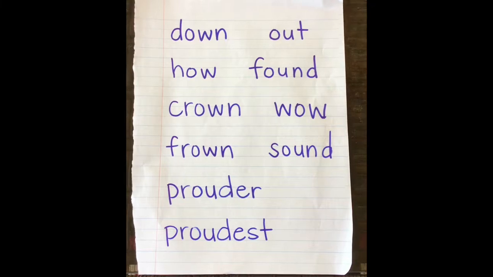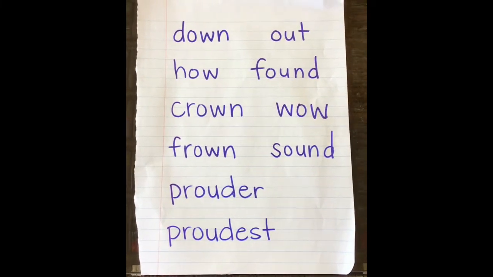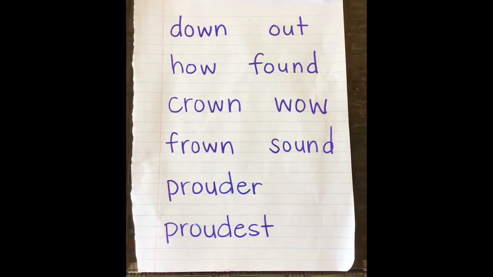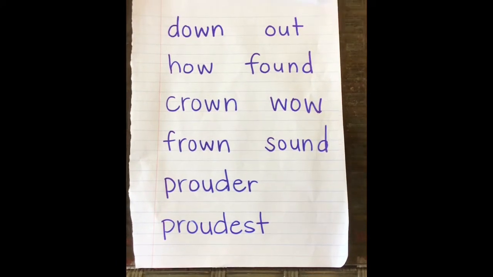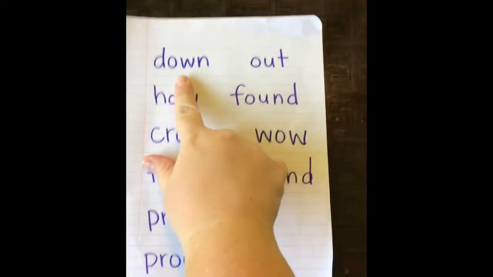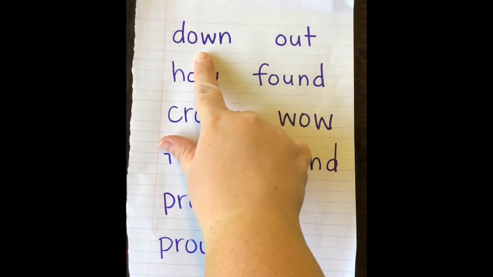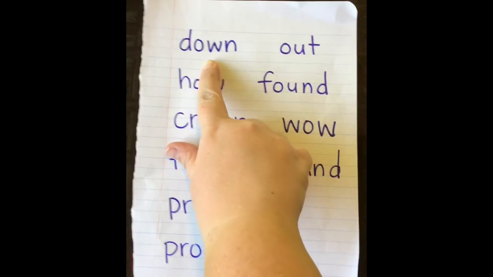These words all contain the sound ow. The sound ow is made with OW or OU. So let's look at these words, and I want us to read some of them together. So look at the first word. What letters do you see that make the sound ow? OW. Let's sound it out.